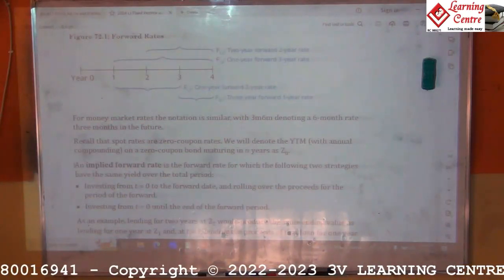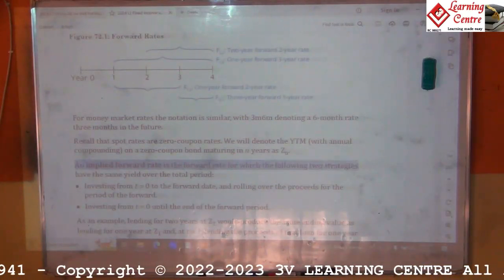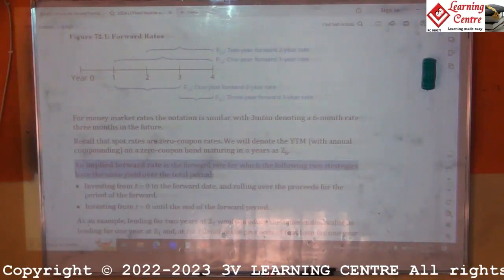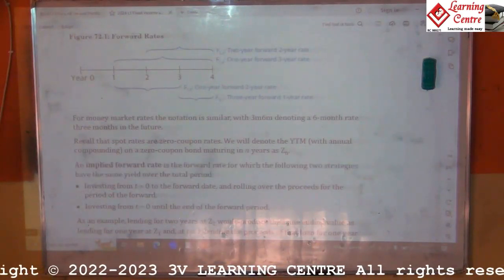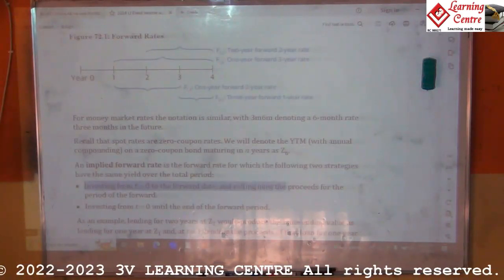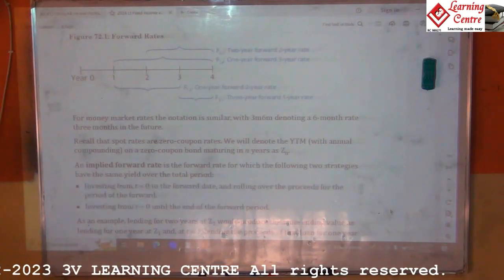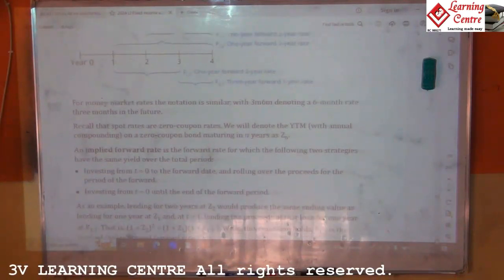So an implied forward rate is the forward rate for which the following two strategies have the same yield over the period: investing in the forward dates, and rolling over the proceeds. It's still repeating everything that we have said.